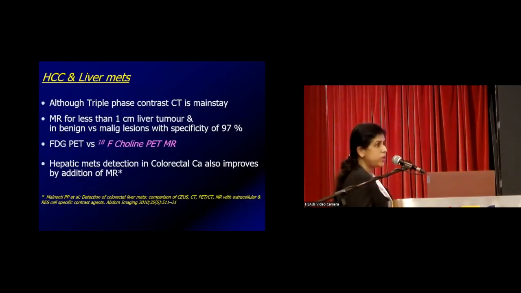So in this situation, I would also like to tell that we have problems in identifying primary liver malignancies, cholangiocarcinomas. This is where F-choline PET-MR is extremely useful. It not only finds the multiple sites of liver lesions which were FDG negative, it also shows us the extent of the disease and involvement of any other nodal or distant metastasis. And hepatic metastasis detection in colorectal carcinoma is also improved when we are using an additional MR imaging.